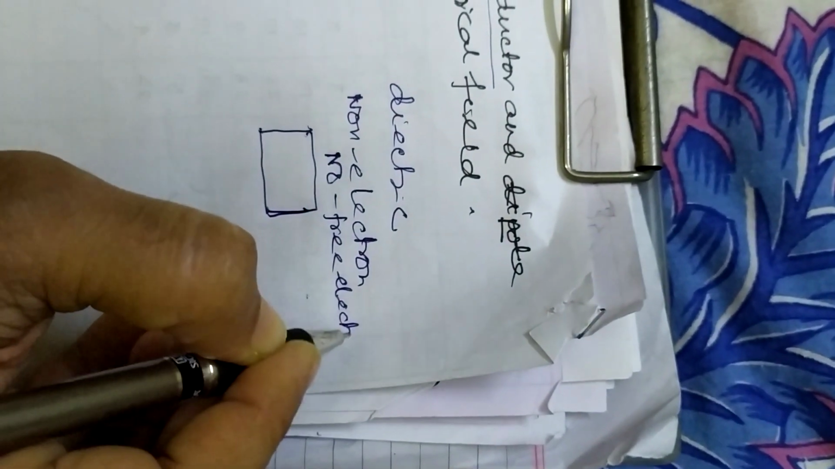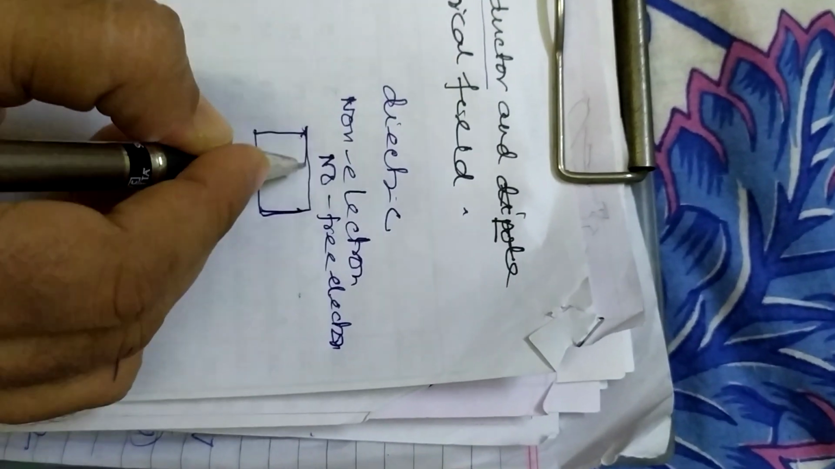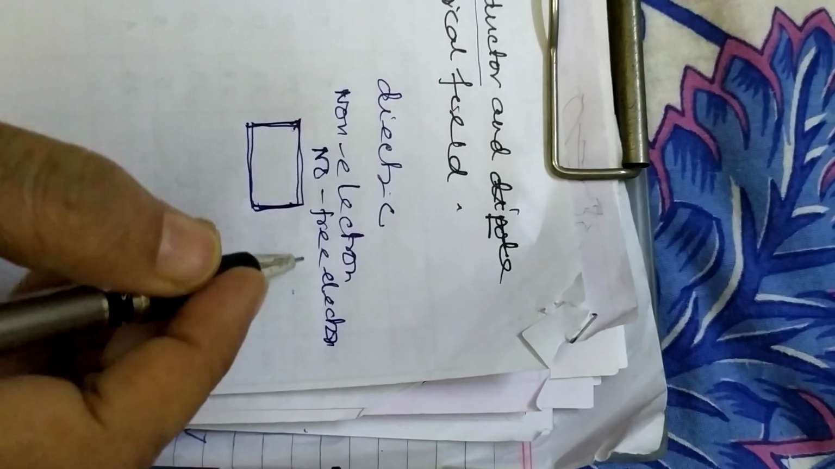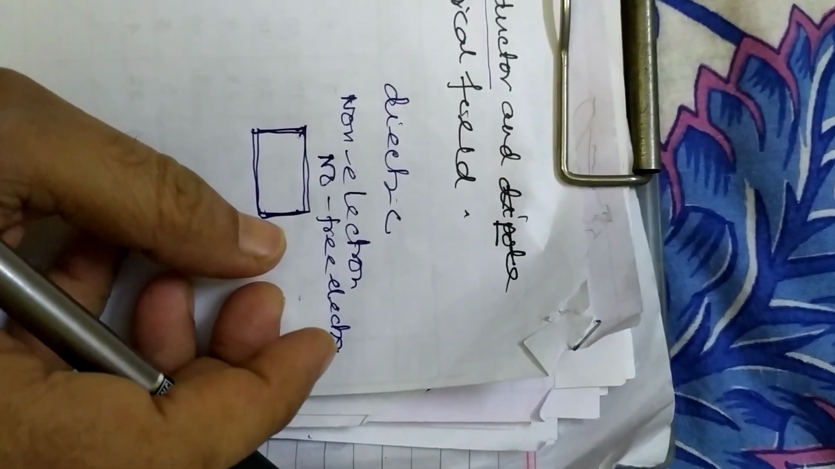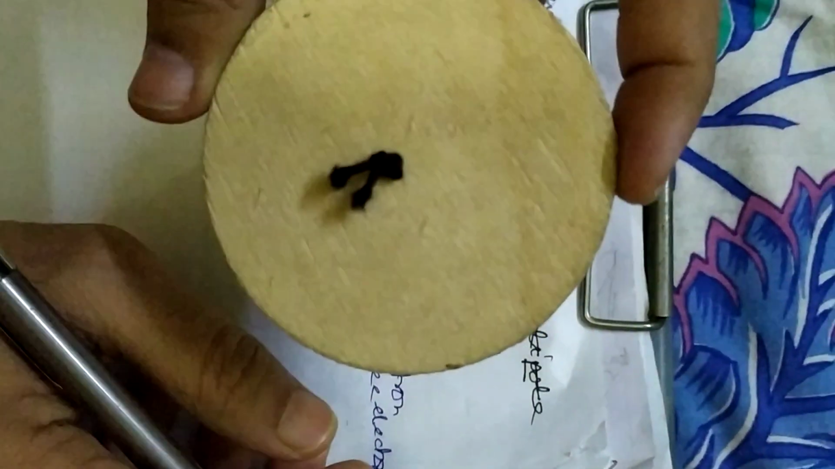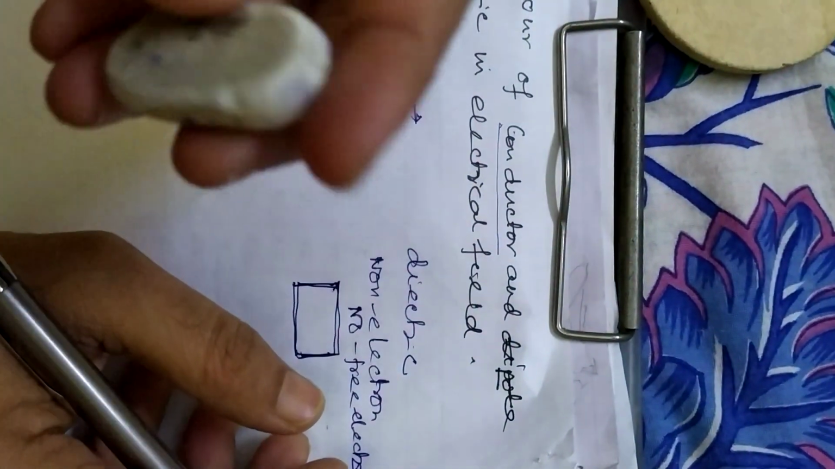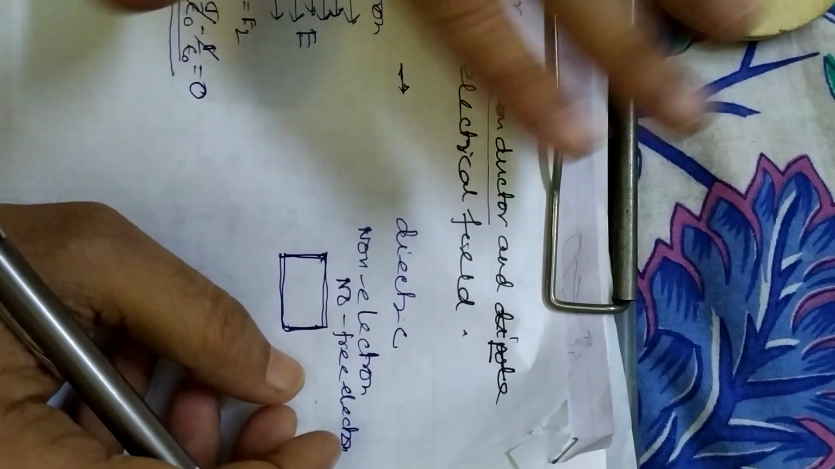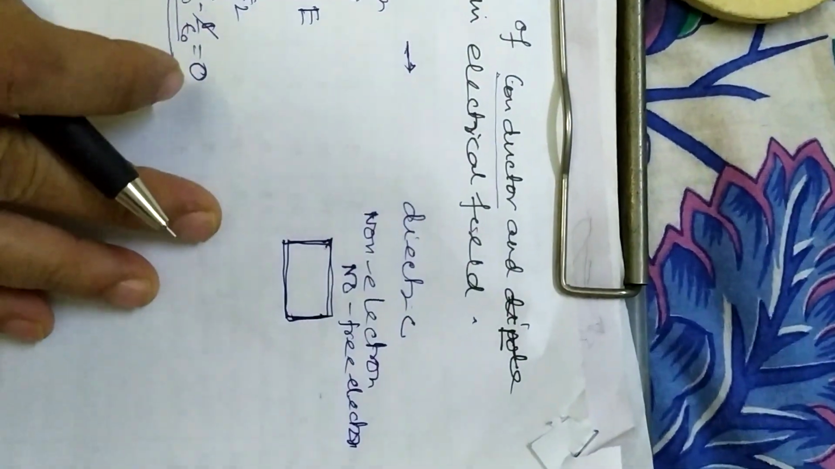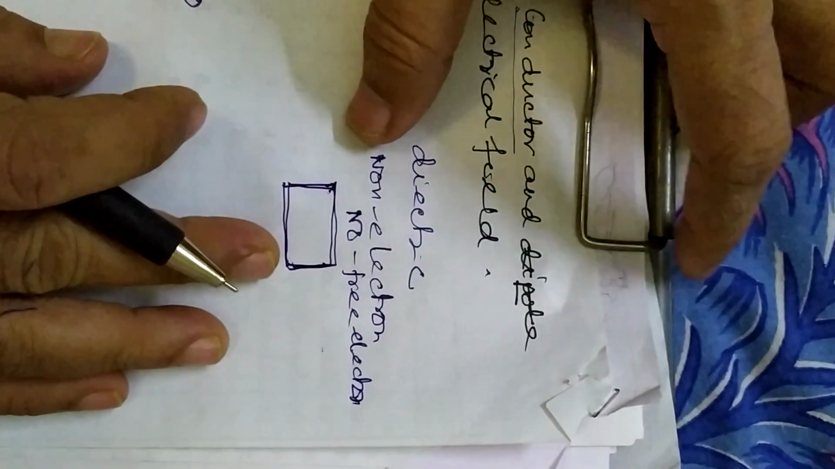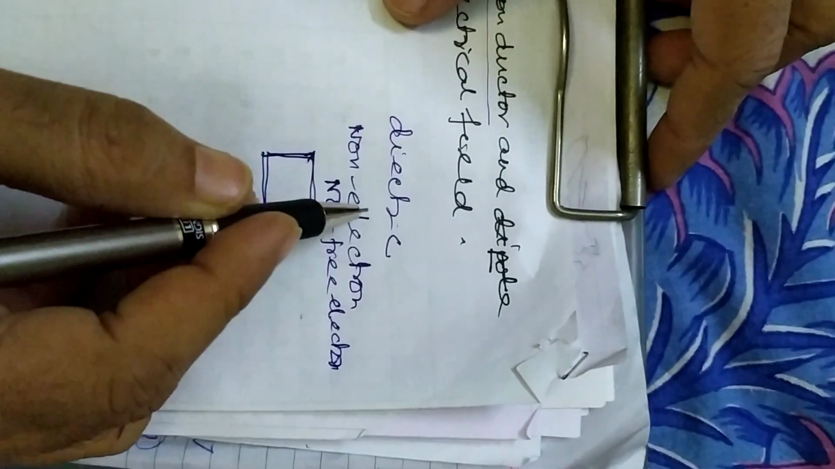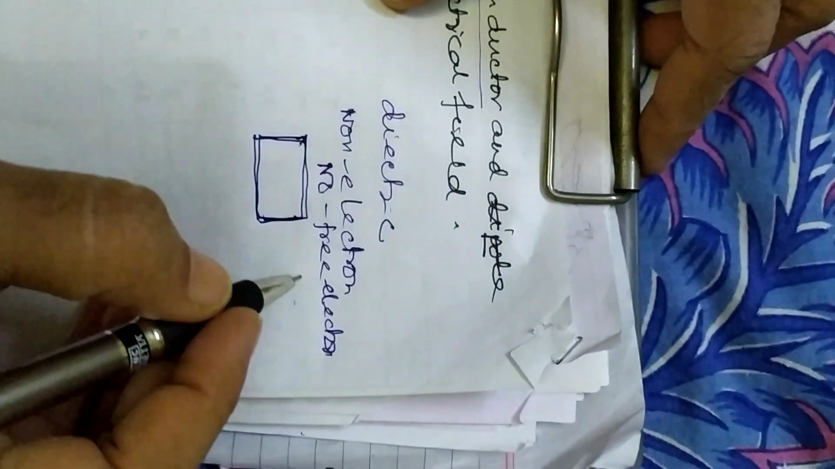So what happens? We have some monoatomic dielectrics and some polyatomic dielectrics. What is a dielectric? Dielectrics are things like wood, and then rubber, or else paper. These are all dielectrics. Okay, so if we are taking dielectrics in this way, and it is monoatomic, then what happens?